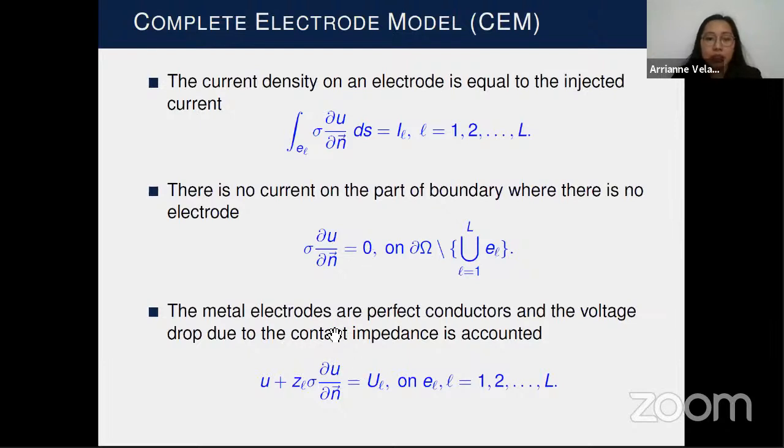And the last assumption, which is what separates CEM from other models for EIT, is that we assume the metal electrodes are perfect conductors, which implies that the boundary voltages are constant, and that we account for the voltage drop due to the contact impedance. So this term here is the voltage drop due to the contact impedance. So we have these three boundary conditions for EIT.